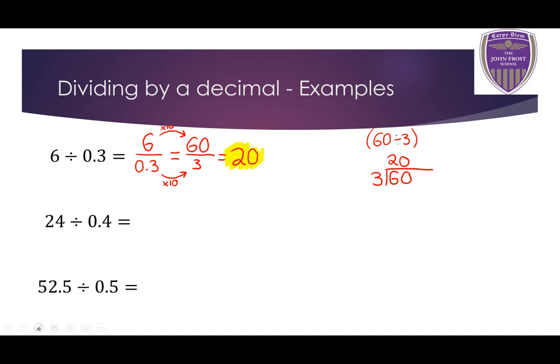6 divided by 0.3 is 20, okay? Because these are all equivalent fractions. And by finding the answer to 60 divided by 3, we found the answer to 6 divided by 0.3, okay? Let's have a look at another example.